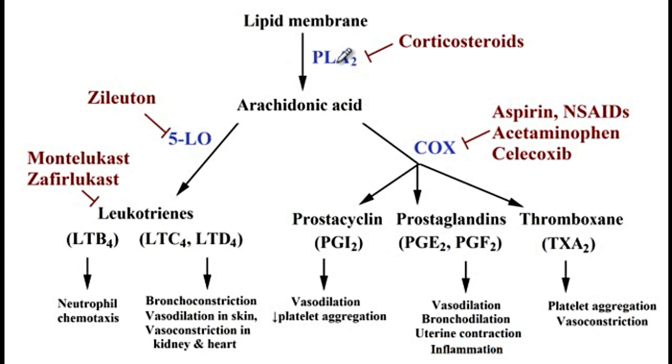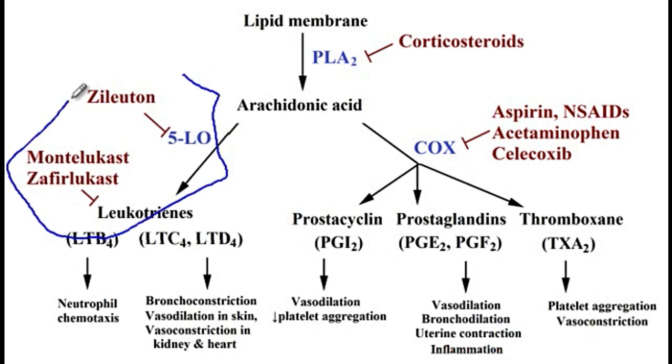So, lipid membrane via the phospholipase A2 enzyme is being converted into arachidonic acid, which via the 5-lipoxygenase enzymes is being converted into leukotrienes. And leukotrienes function in bronchoconstriction, and they also have local effects such as vasodilation in the skin versus vasoconstriction in the kidneys and hearts. And thus medications that inhibit the 5-lipoxygenase enzymes, or medications like montelukast or zafirlukast, which inhibit the leukotriene receptors, are used for the treatment of asthma.